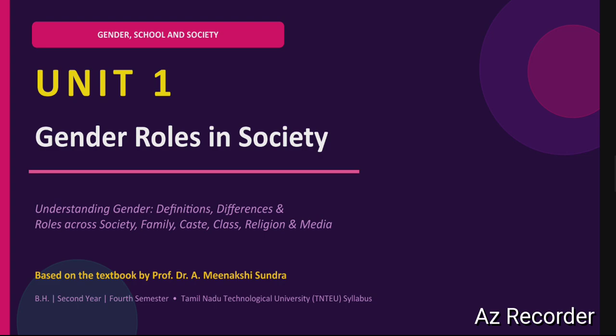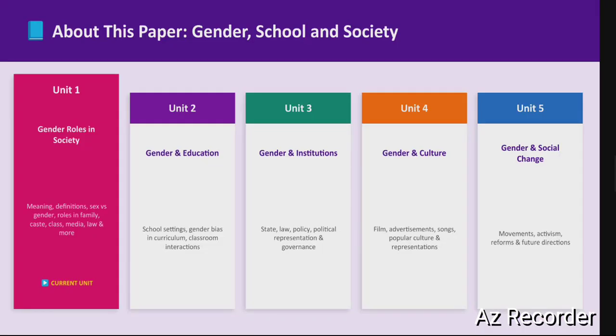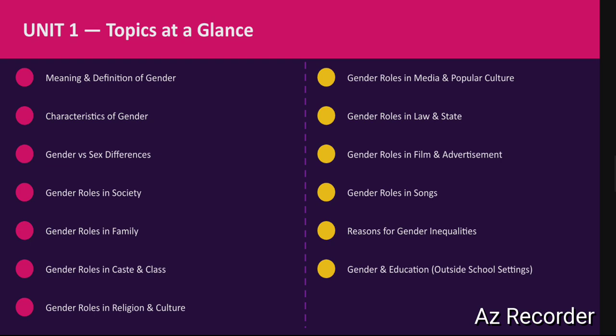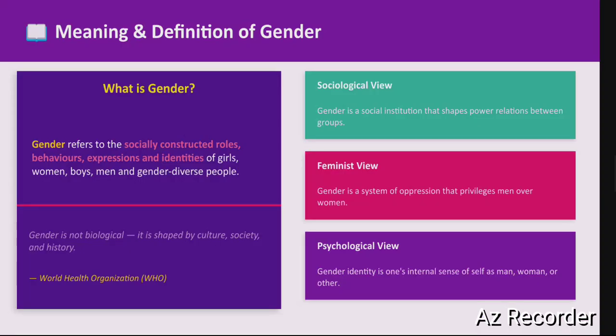Coming to unit 1, we cover gender roles in society. What is comprised in unit 1 is the meaning and definition of gender, characteristics, gender versus sex difference, and the role of gender in society, family, caste and class, religion and culture, media and popular culture, law and state, film and advertisement, role in the songs, and in the general inequalities and education as well.